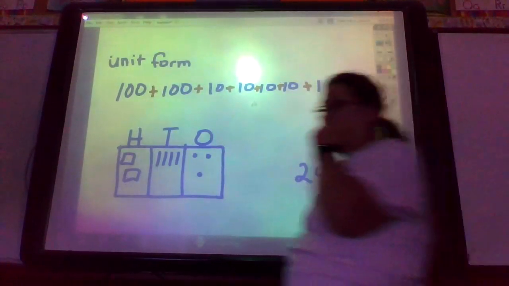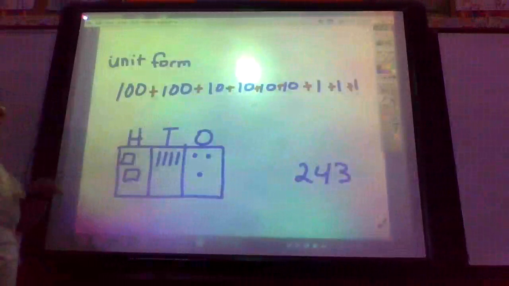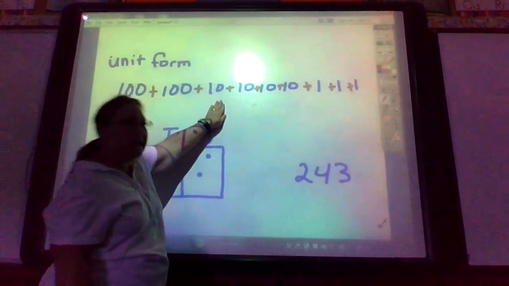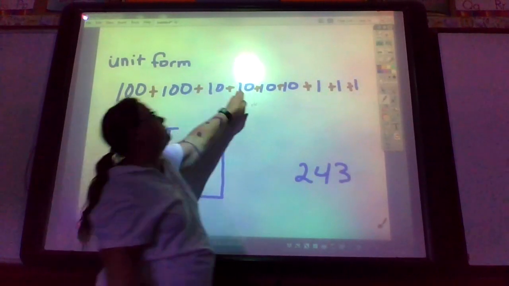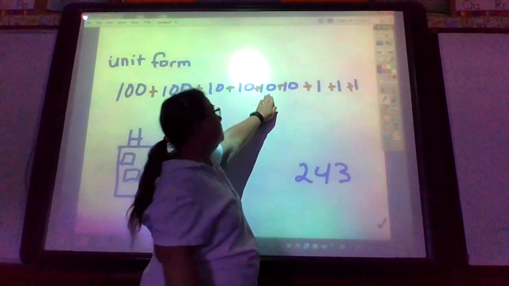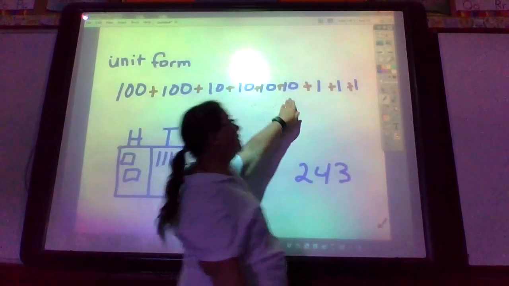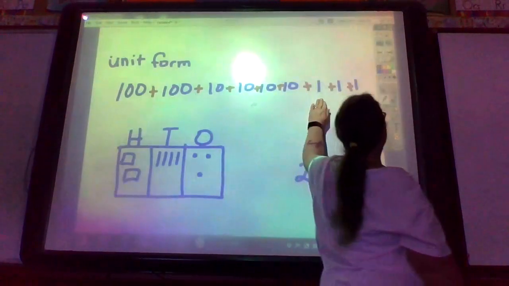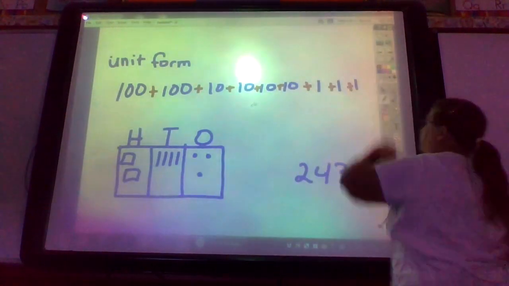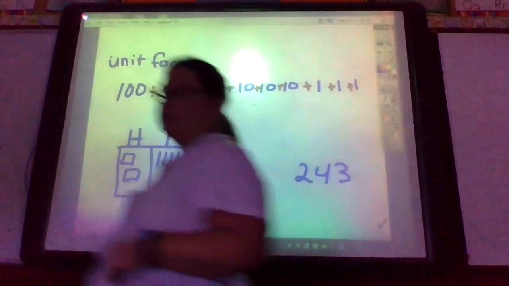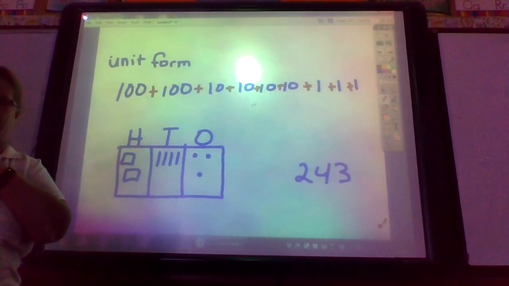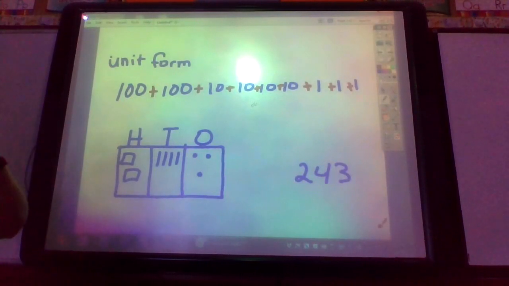I'm just adding. When I count this out, I'm adding 100, 200. Well, I added them together. 210. I added that. 220. I added that. 230. I added that. 240. I added that. 241. I added that one. 242. 243. I'm really just adding all those numbers together. I wrote it all the way out in numbers, but really I'm just adding it when I count. I'm adding it all together. So I added my plus signs.